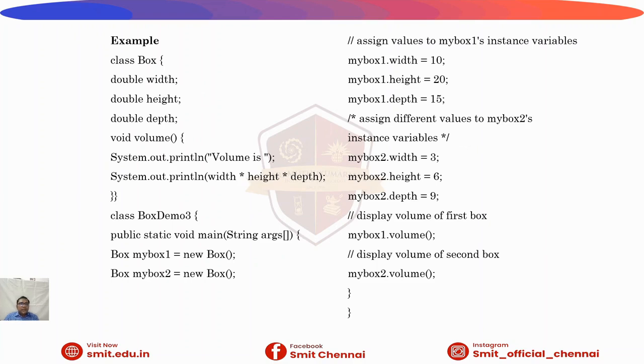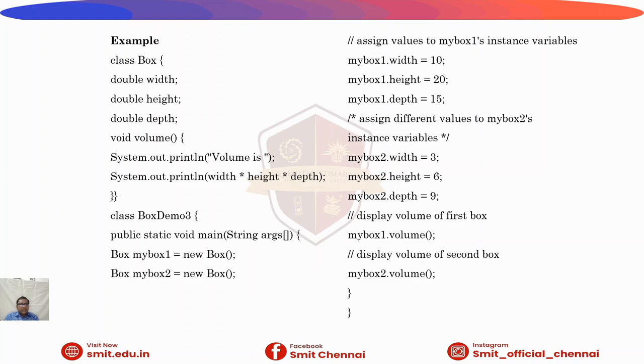Now you can see this example program for a method. Again we have the class Box, and there are three variables again: width, height, and depth, followed by a method, void volume. By default we give the keyword void. Inside that method there are two print statements. One is just printing the statement "Volume is". The second print statement calculates the volume, which is simply the multiplication of width, height, and depth.